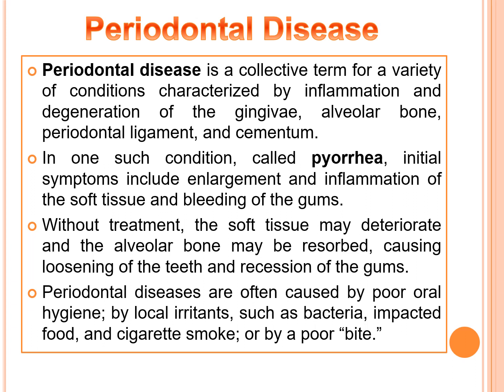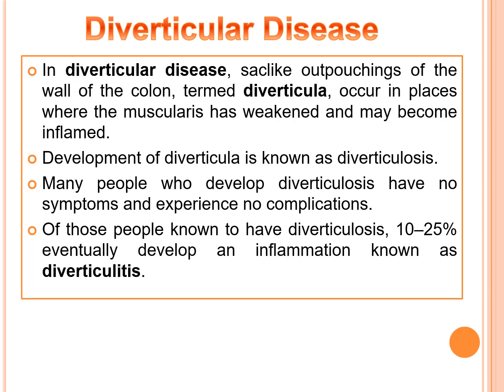In one such condition called pyorrhea, the initial symptoms include enlargement and inflammation of the soft tissue and bleeding of the gums. Without treatment, soft tissue may deteriorate and the alveolar bone may be resorbed, causing loosening of the teeth and recession of the gums. Periodontal diseases are often caused by poor oral hygiene, by local irritants such as bacteria, impacted food, cigarette smoke, and by a poor bite.